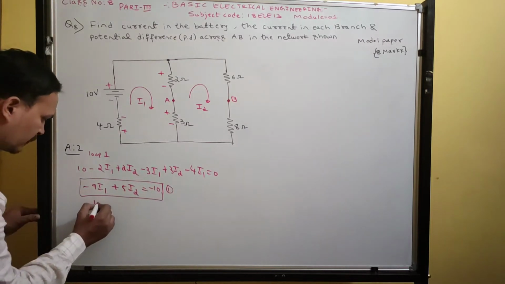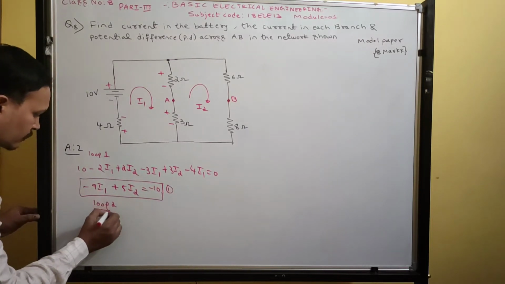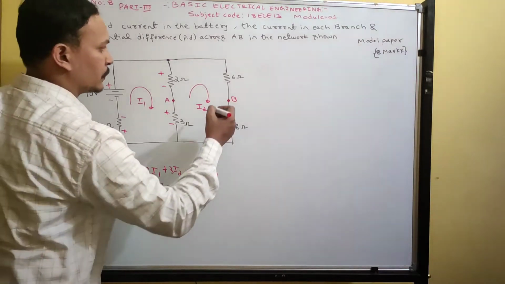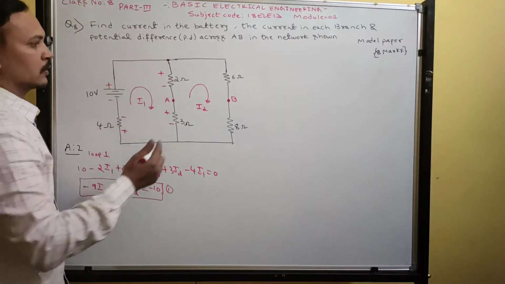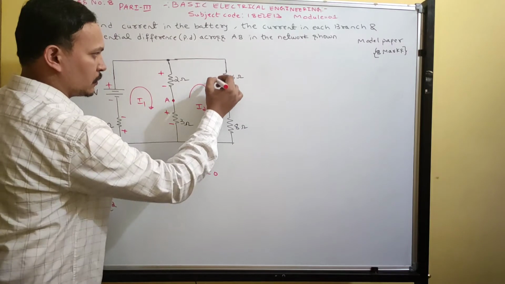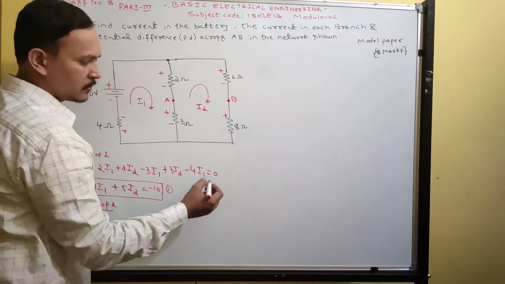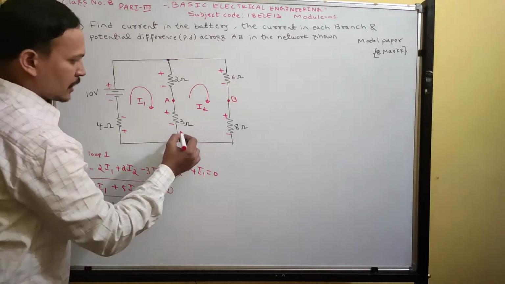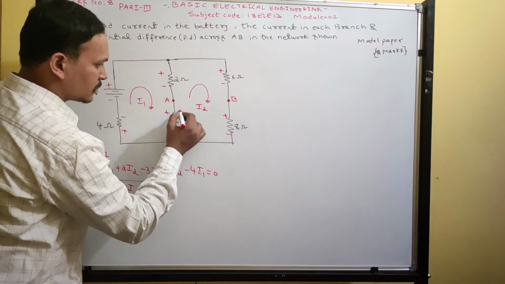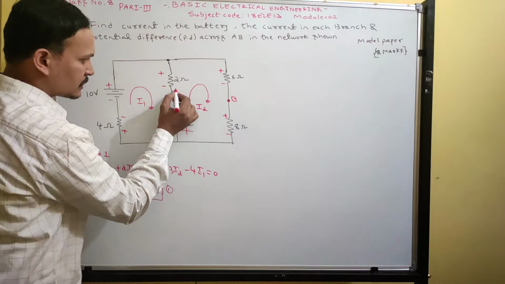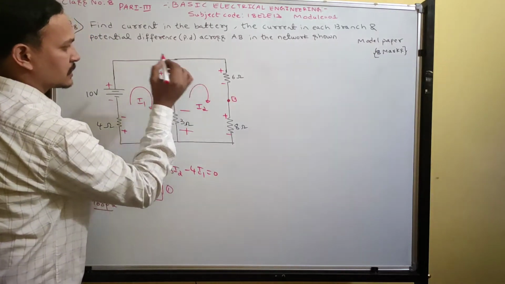So this will be the first equation. Next, apply KVL to loop 2. Now mark the polarities for loop 2. Now forget about loop 1. This current I2 is entering this resistor, mark plus, leaves negative. Entering this resistor, mark plus, leaves negative. Now entering this resistor, mark plus, leaves negative. Entering the resistor, mark plus, leaves negative.